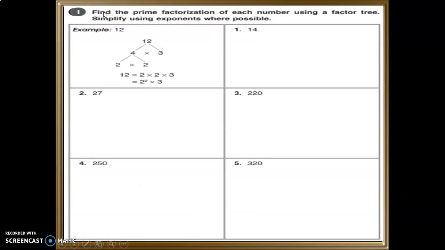Workbook page number 8, letter I. Find the prime factorization of each number using a factor tree. Simplify using exponents where possible. So you have to answer number 1, number 2, number 3, number 4, and number 5.